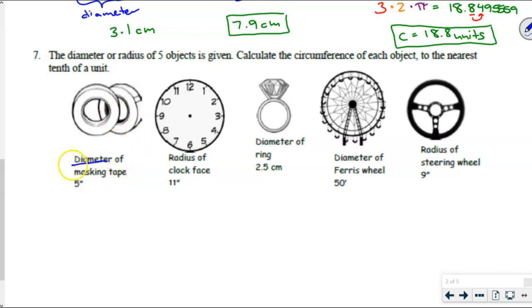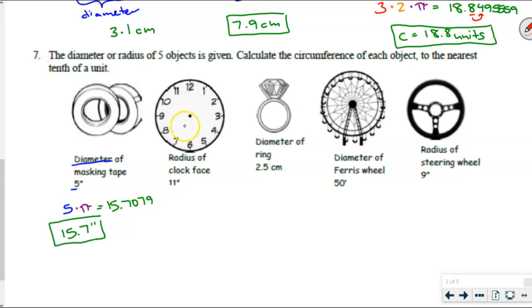If the diameter of masking tape is 5 inches, I'm going to take that 5 and multiply it by pi. When I do that, I get 15.7079. Now rounding to the nearest tenth means I can just write 15.7 inches.